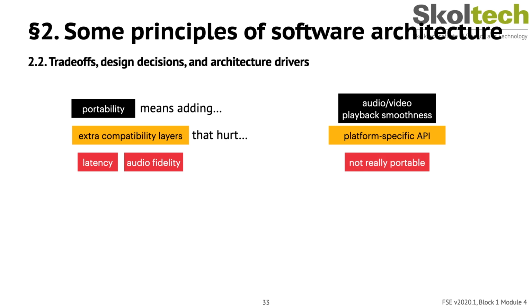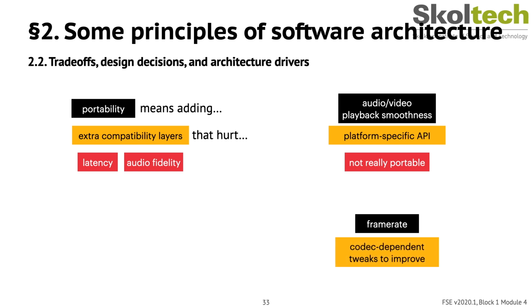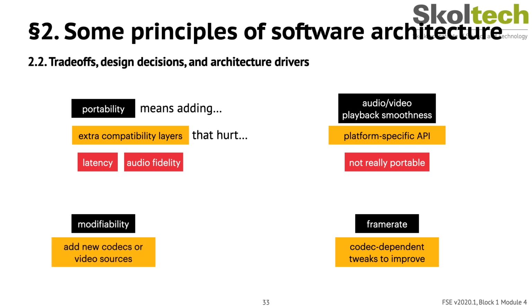Often, there are tweaks that can improve audio playback, especially frame rates, that are dependent on the video source or codec. So let's assume that most video playback was happening sufficiently well on the hardware we had chosen. What we can instead do is a system that would allow us to plug in new codecs or video sources, thus making the system more modifiable. So this again is the choice between two quality attributes of the system.